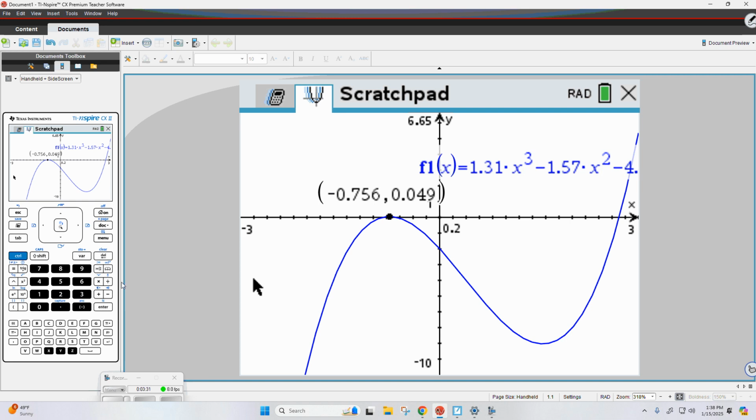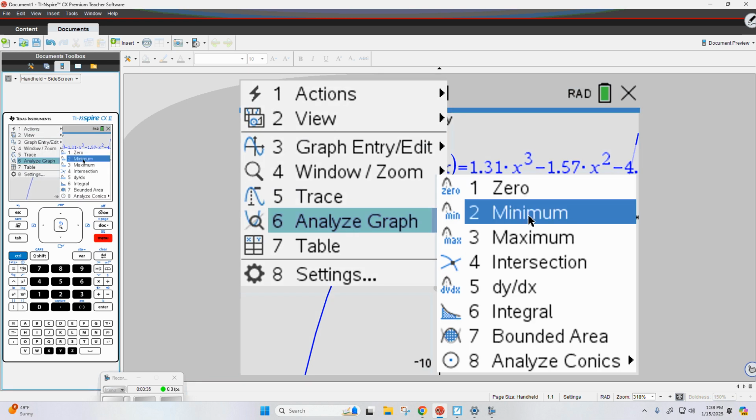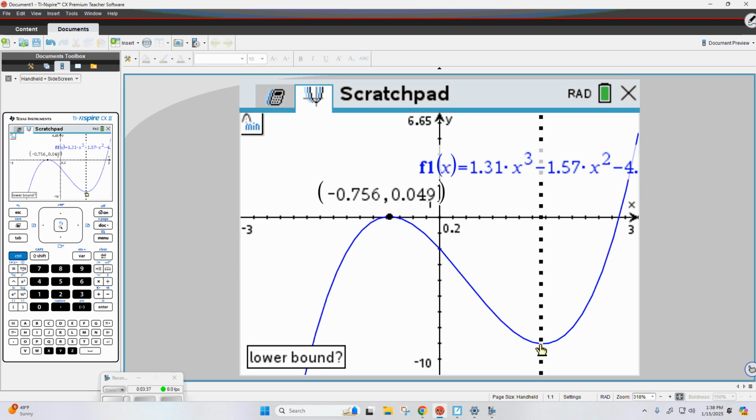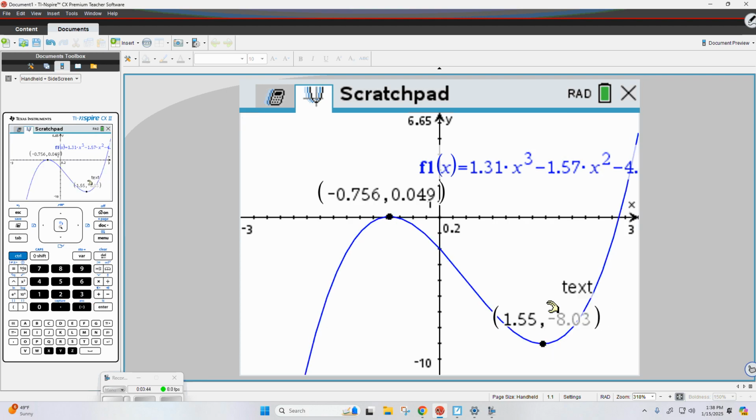And then do it again, menu, analyze graph, but this time I'm looking for the minimum. So I want this one here. So lower bound is left. Upper bound is right. And what I did on the quiz yesterday, I did say round to the nearest thousandth, so 3 decimal places.